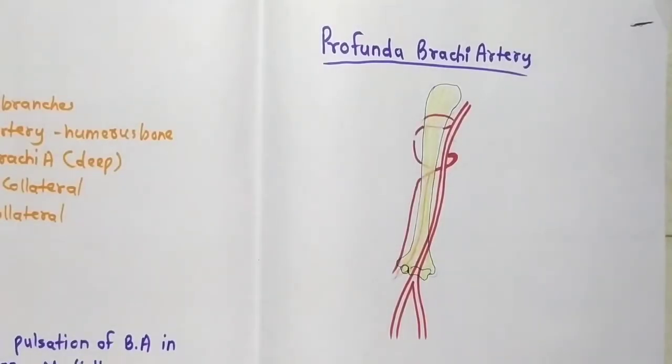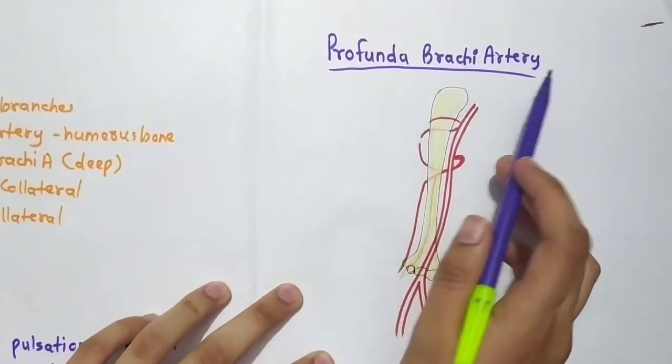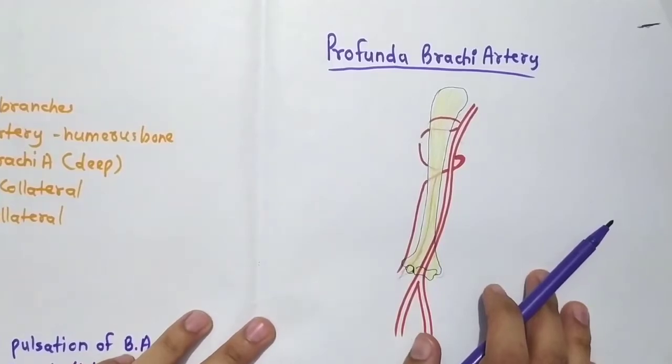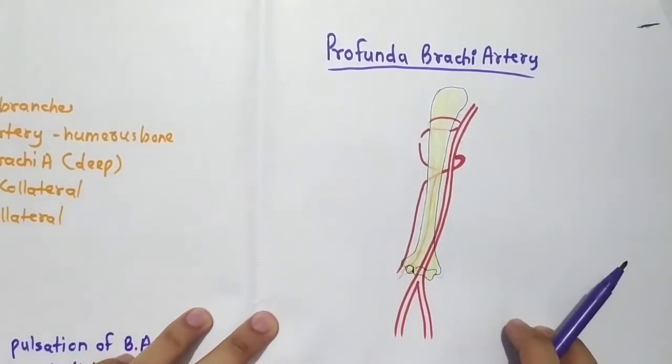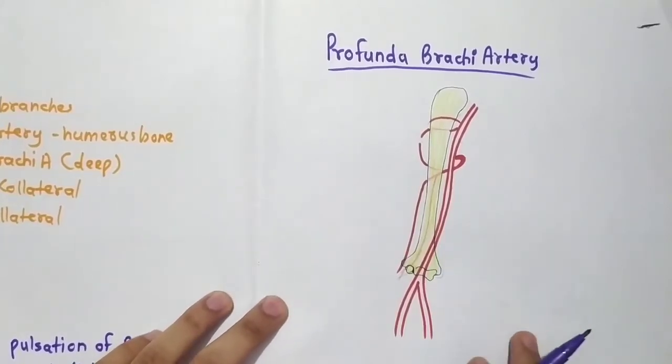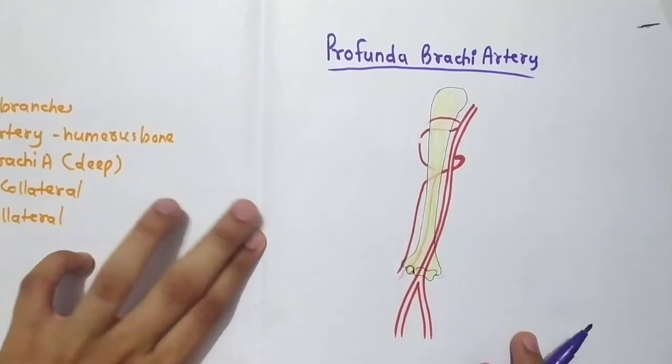Okay, so guys, as we have completed our discussion on brachial artery, let us now take some detailed description of profunda brachii artery also, which is an important branch of brachial artery and also the largest branch of brachial artery. Okay, and it is important because it takes part in the anastomosis around elbow.